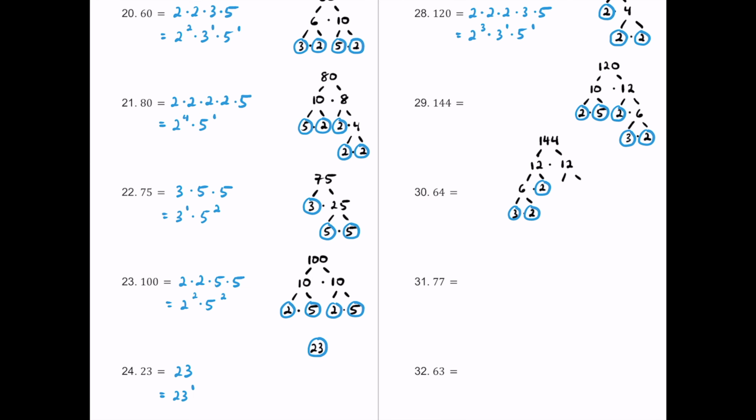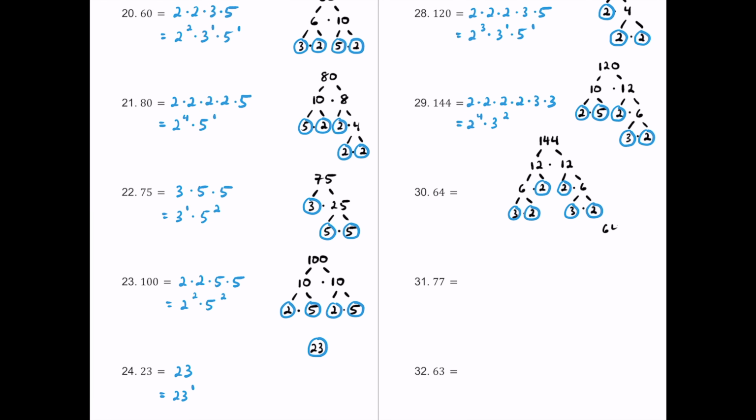Over here to the left, I'm going to do the same thing. I'm going to do 2 and 6. And circle that 2, and the 6 we can break down into 3 and 2. And I'm going to circle those as well. So it looks like we have 1, 2, 3, 4 2s, and we have 2 3s. So altogether, it's going to be 2 to the 4th power times 3 to the 2nd power. Okay. For number 30, we have the number 64.